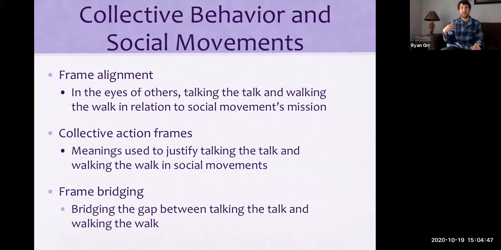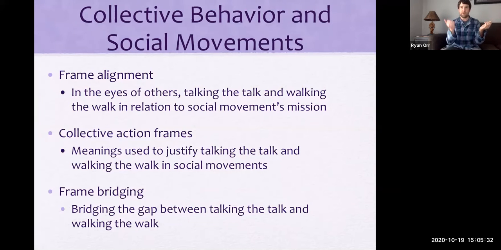And so again, often there's a lot of planning going on. There's a lot of organization that goes into creating frames within social movements, for the people in the movement itself or for people outside the movement. So you can talk about frame alignment. It's where, in the eyes of other people, you're framing who you are and what you do in terms of talking the talk and walking the walk in relation to the movement. People could say that, on the one hand, you state you're for this, but on the other hand, your behavior is contradicting what you say you're organized for. So you want to align those understandings of you.